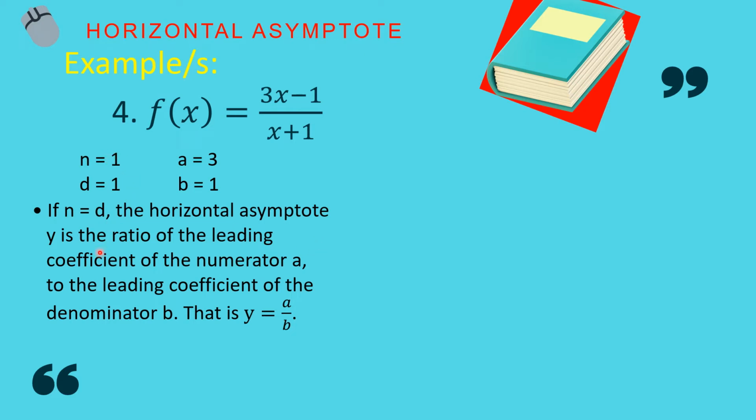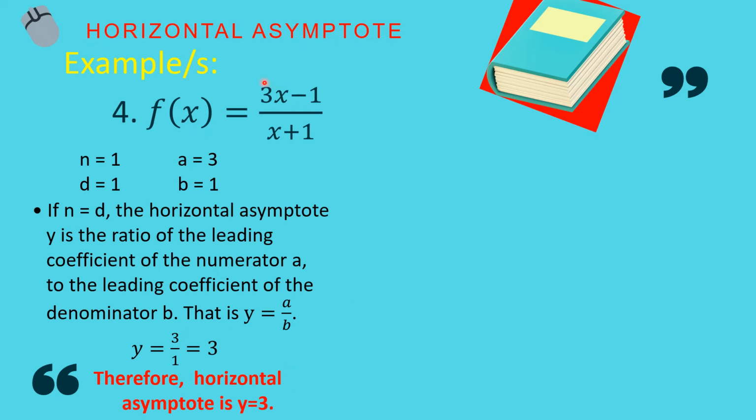The horizontal asymptote y is the ratio of the leading coefficient of the numerator a to the leading coefficient of the denominator b. So, eto po ang ating gagamitin. Okay, so y is equal to a over b. So, therefore, this is our a, 3, our b, 1. So, 3 divided by 1 is equal to 3. Therefore, our horizontal asymptote for this example is y is equal to 3.